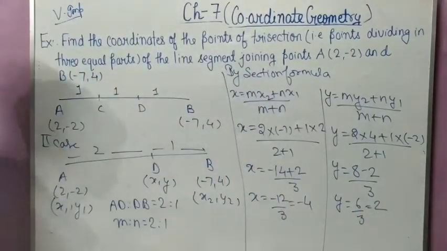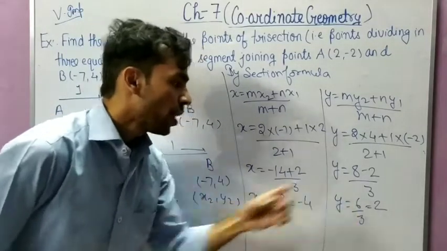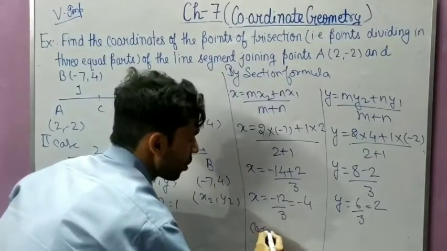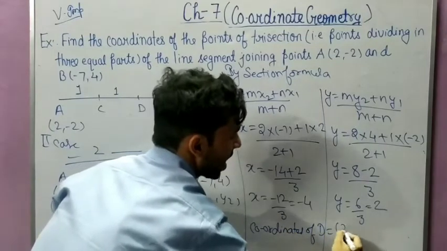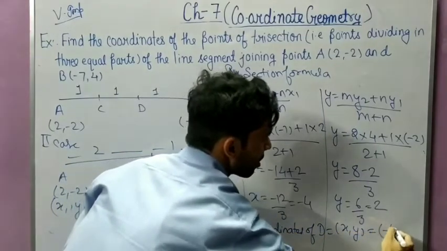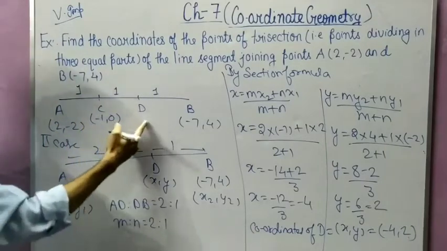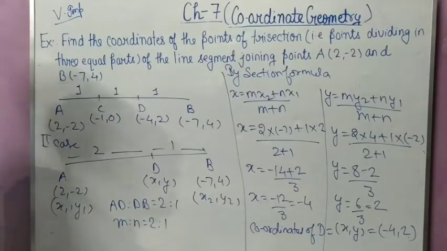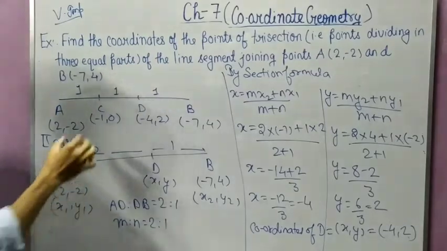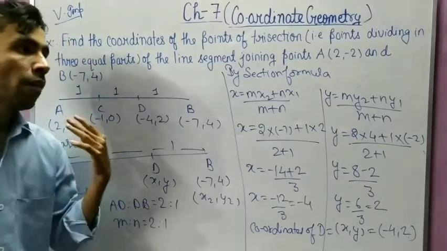So in this case, the value of x and the value of y comes -4 and 2. So coordinates of D, that is x comma y, which is equal to -4, 2. So we have got the value. The C we have got -1, 0, and D we have got -4, 2. So we have got the coordinates of the point of trisection, that is -1, 0 and -4, 2. So in this way you can solve this type of question.